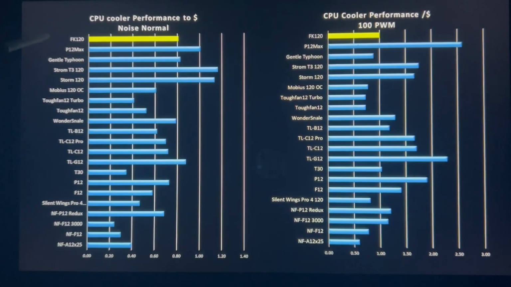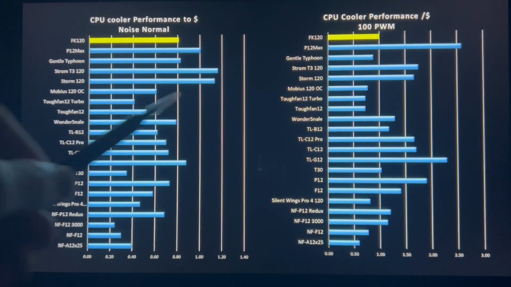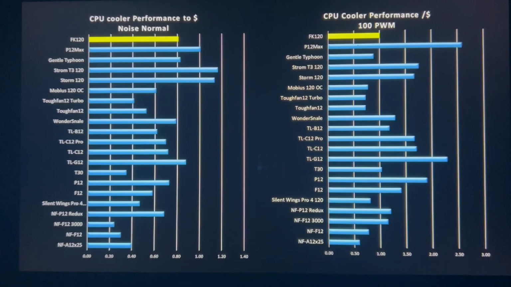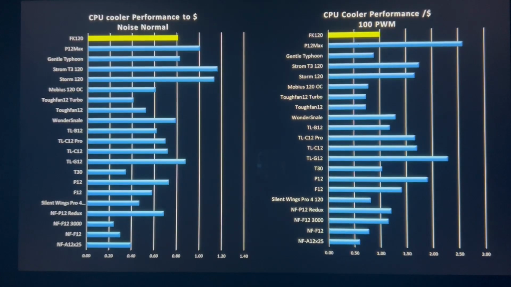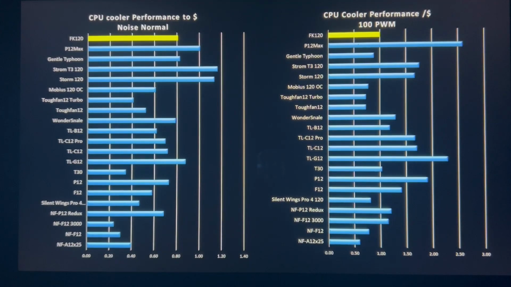So with the CPU coolers, we can see that the FK120 is ranked quite well. The TLG12 is ranked slightly better than it, but now we have the Storm series from Arctic ranking quite well, especially in noise normalized values. But once we take a look at 100% PWM fan signaling, which I consider, you basically want both of these for a CPU cooler. But 100% is very important.